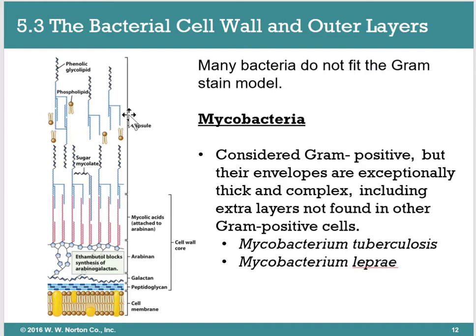So the biggest thing with these guys is that they have this mycolic acid. That's the biggest thing that will distinguish them from gram-positives and gram-negatives. They still have a cellular membrane and they do have peptidoglycan, but the big thing is this mycolic acid. So this is specific to this cell type.